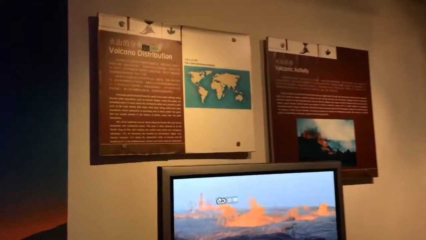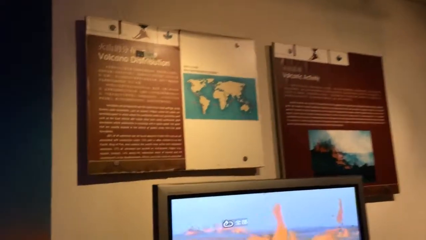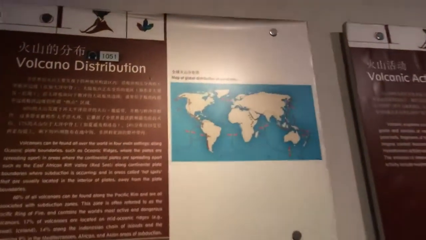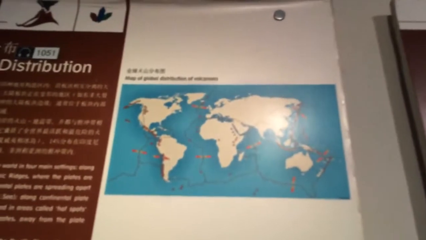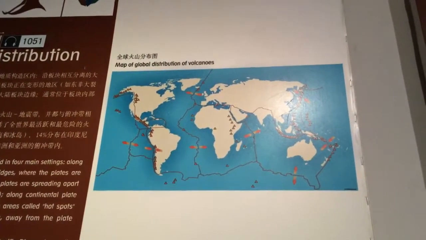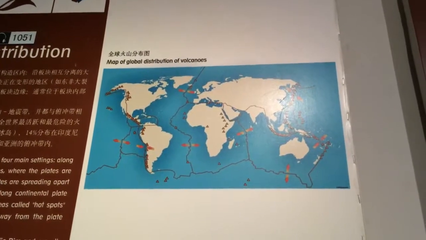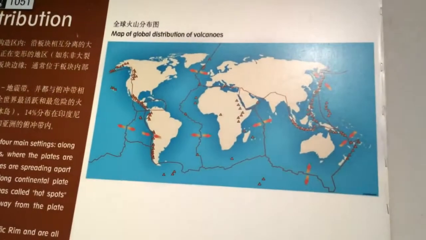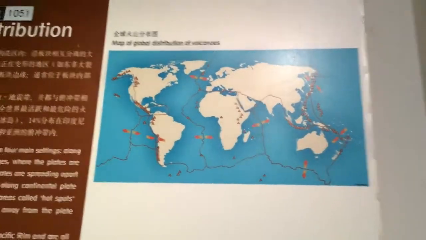Volcano distributions along the Ring of Fire. See that? Rift valleys and the Ring of Fire, along the edges of the Pacific Plate.